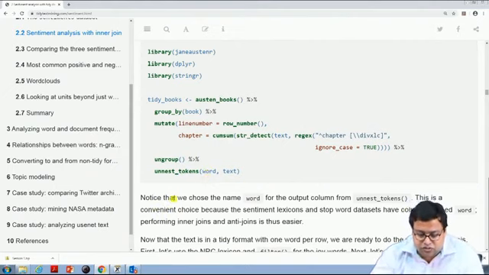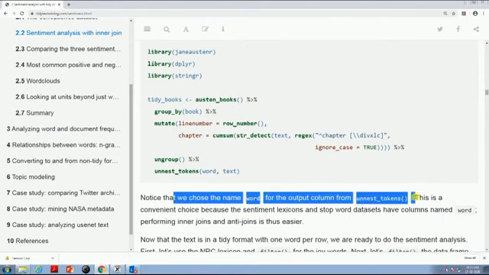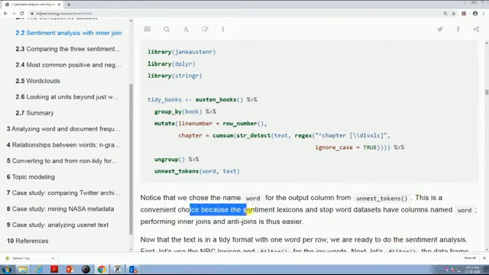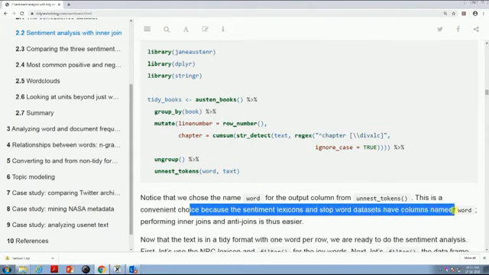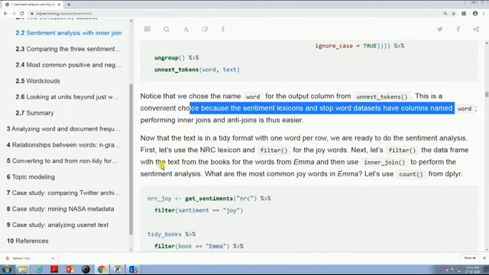Notice that we choose the name word for the output column from unnest_tokens. This is a convenient choice because the sentiment lexicons and stop word data sets have a column named word. So, this is the same in both cases. Performing inner joins and anti joins is thus easier. So, we will see what they are doing. Now, what are they doing?